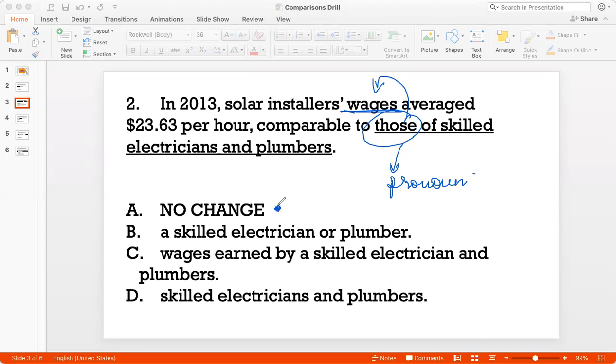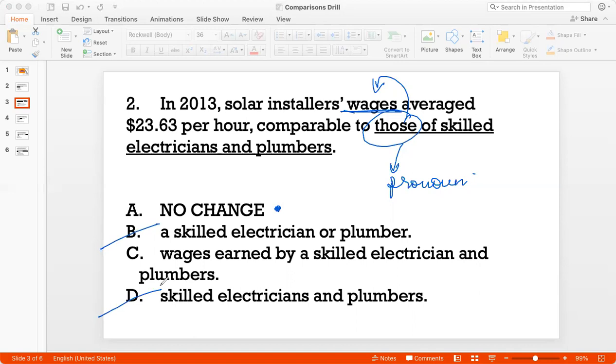Now, if I look at option B, in option B, I'm saying comparable to a skilled electrician or plumber. And that's not correct because I have to compare wages. I can't compare the solar installer's wages with a skilled electrician or plumber. So B, and for the same reason, D are wrong because they don't compare wages with wages.